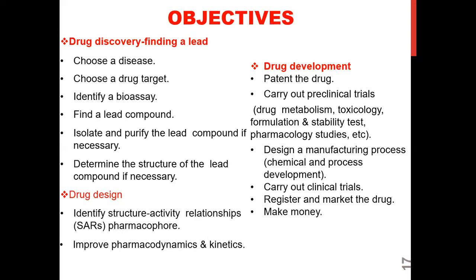Now, when it comes to stage 1, we need to find a lead. To find a lead, we need to choose a disease, choose a drug target, identify a bioassay, find a lead compound, isolate and purify the lead compound, and determine the structure of the lead compound if necessary.